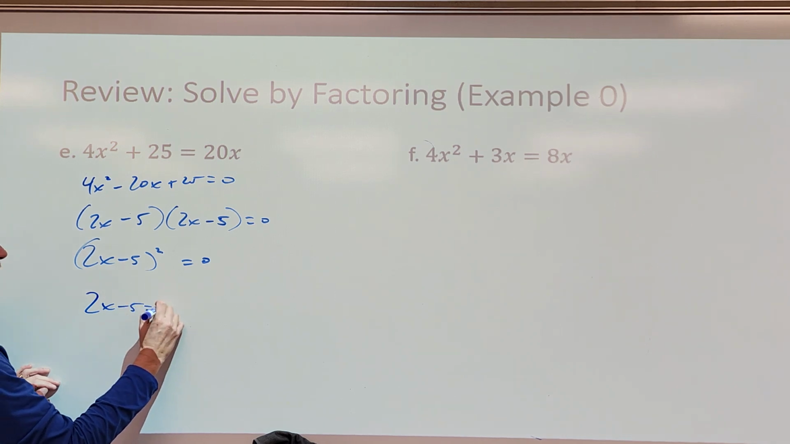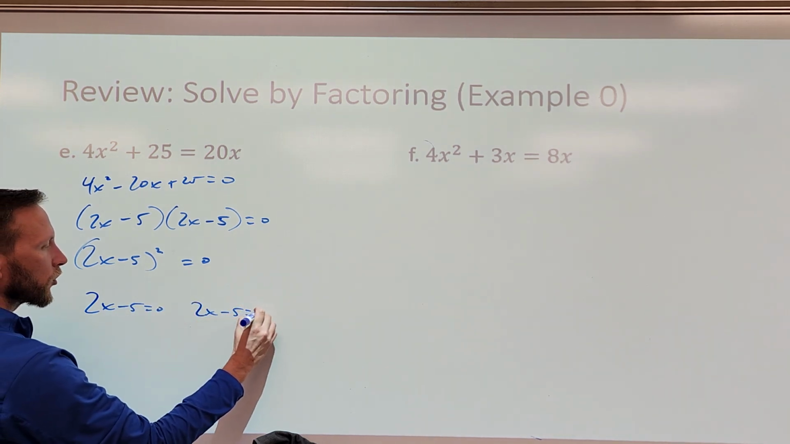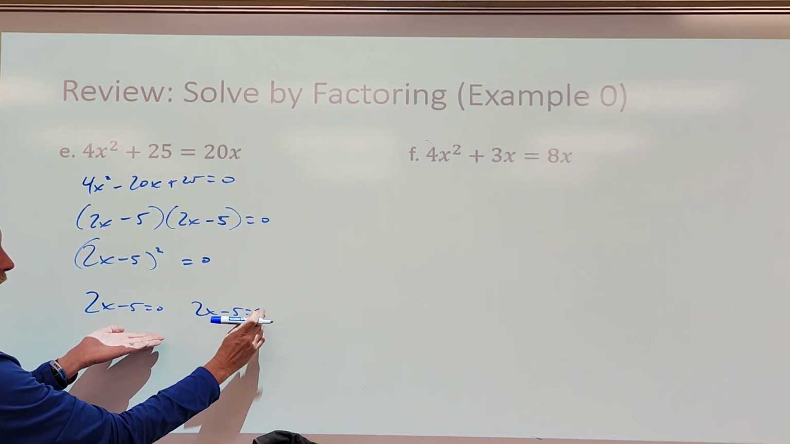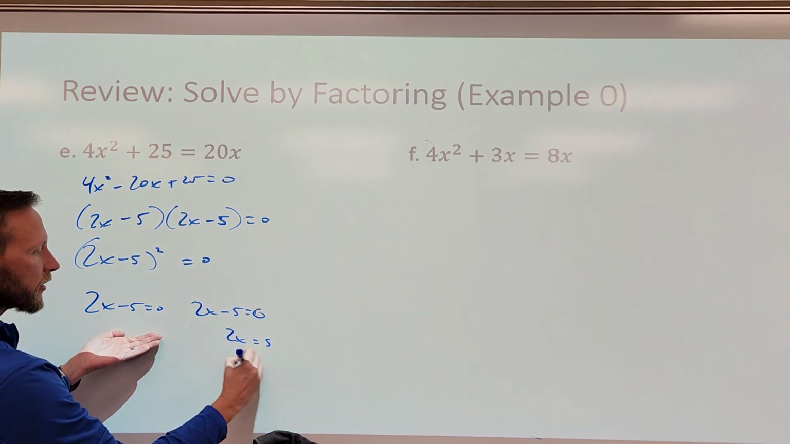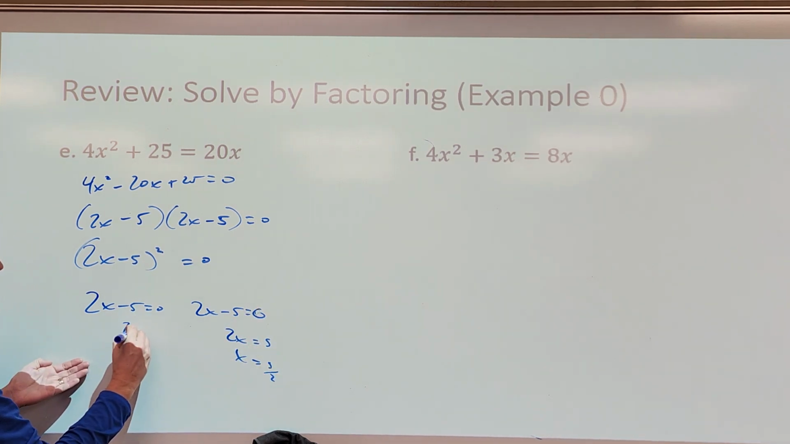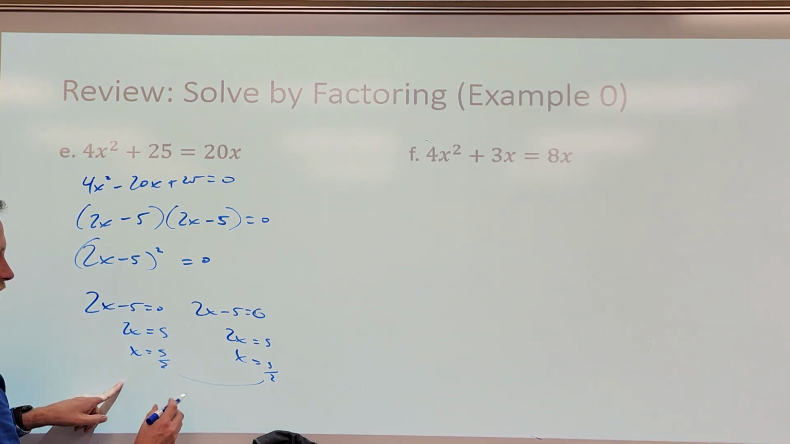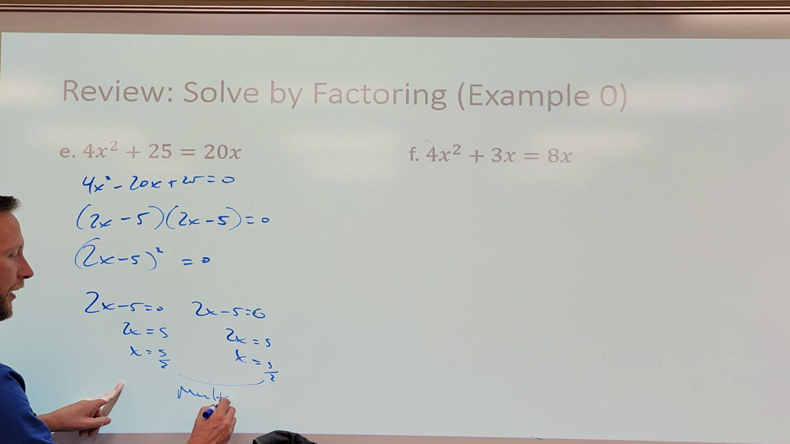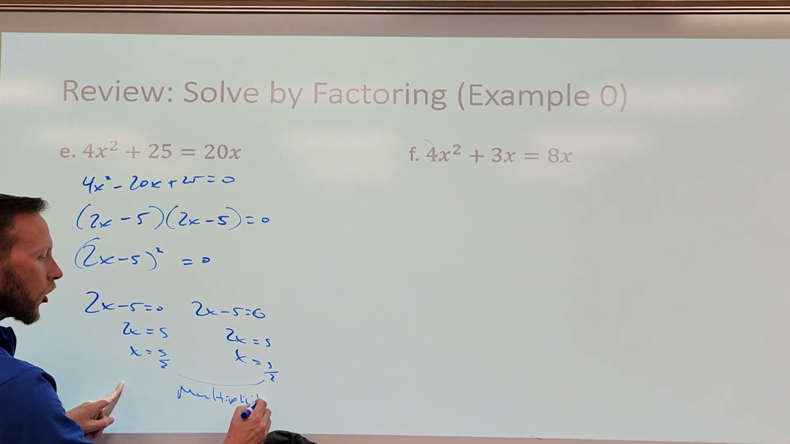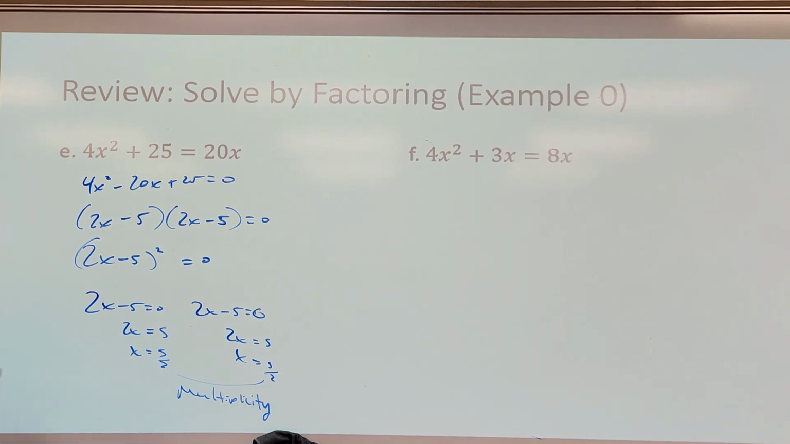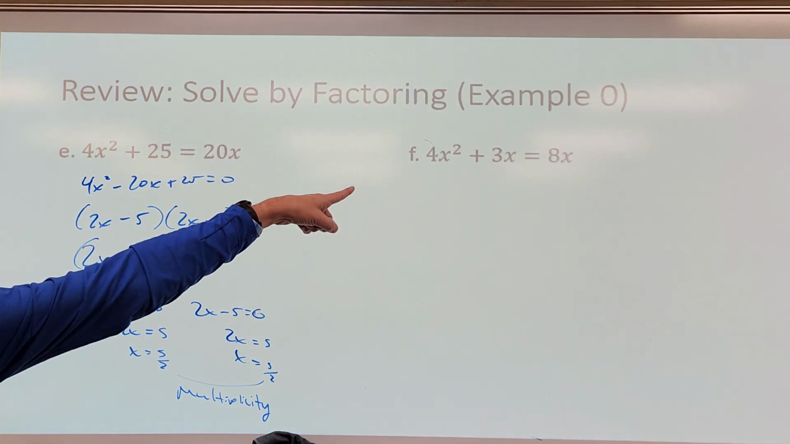But this factor will equal 0, and the other factor will equal 0. We don't have to do this twice. I'm showing you it twice because I'm going to get the same answer 2 times. All right, and we're going to talk about this as a strange situation. This is called multiplicity, because I have multiple zeros at x equals 5 halves, or 2.5. All right, you go ahead and try to factor that one.